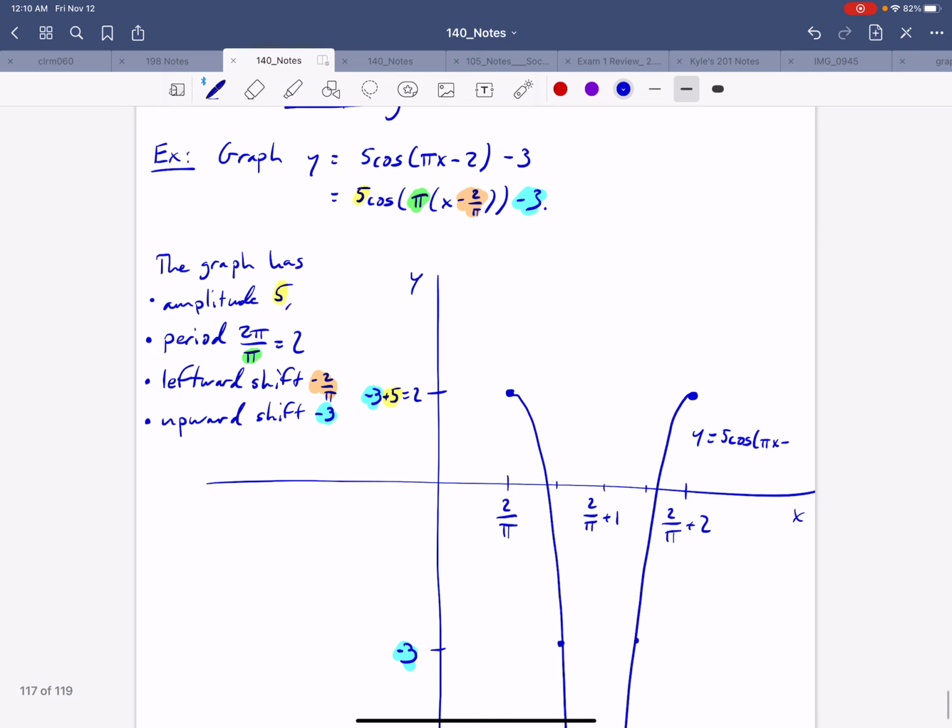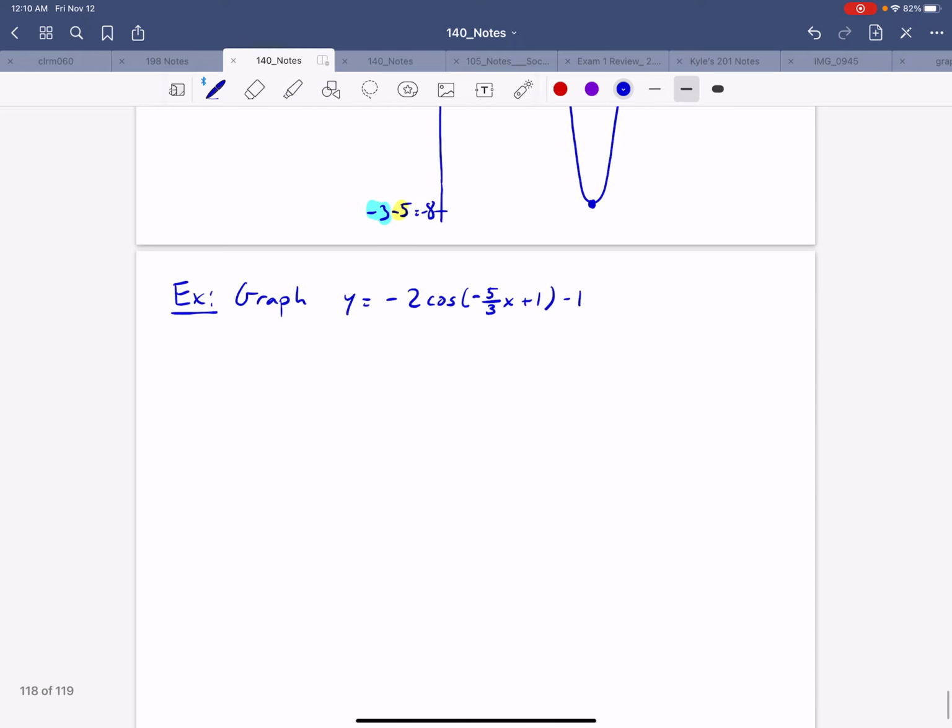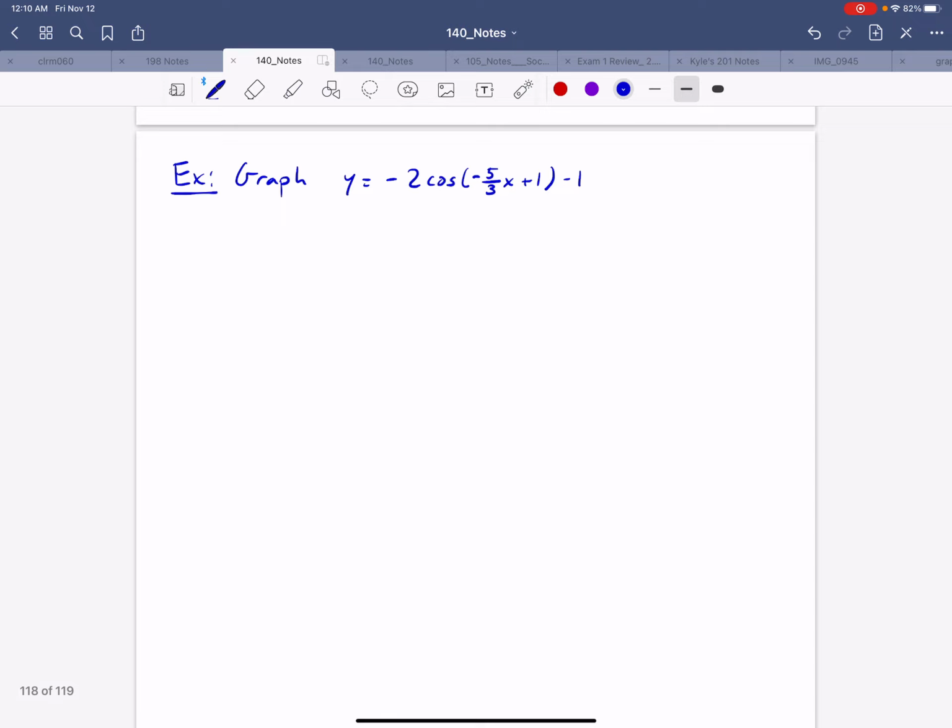So is that pi x minus 2 minus 3? Okay, that's our graph. All right, let's move on to the next one. So here, a little bit different, right, in that we've got a negative number for the coefficient inside affecting the period.